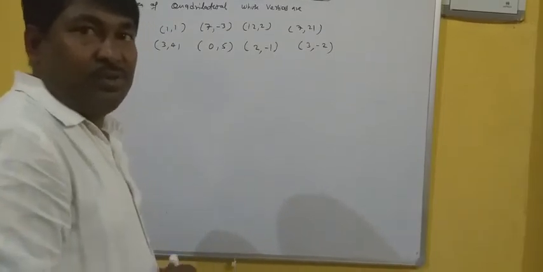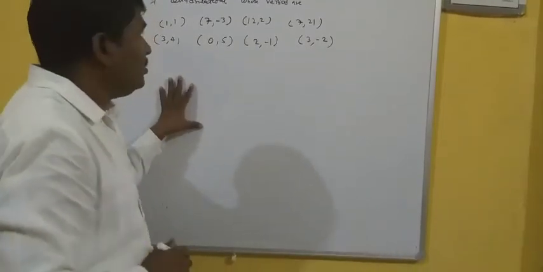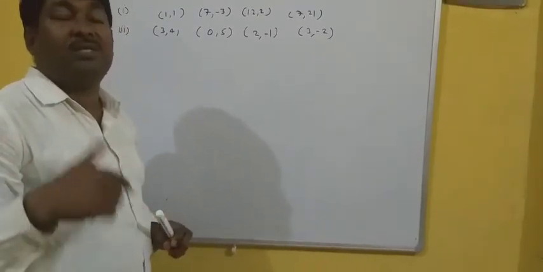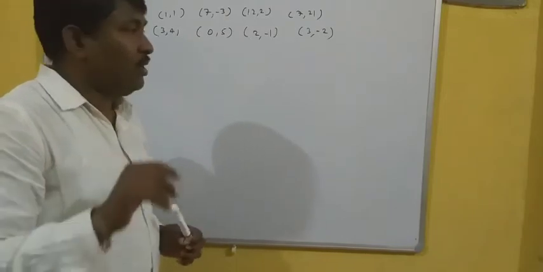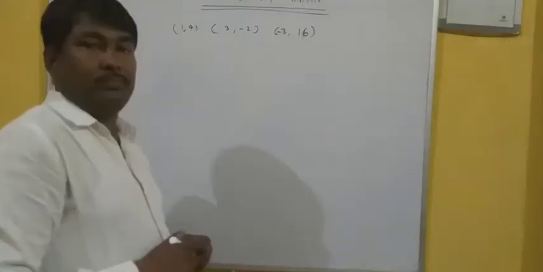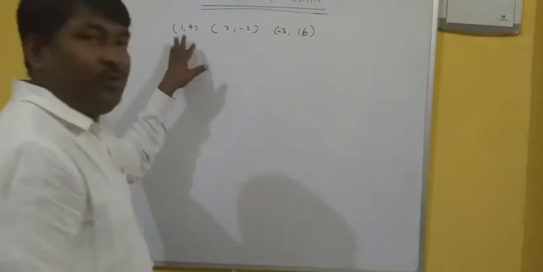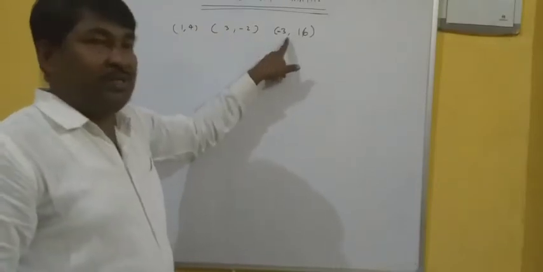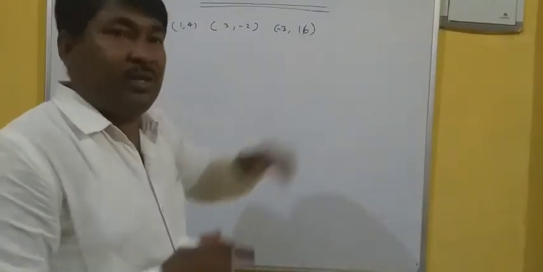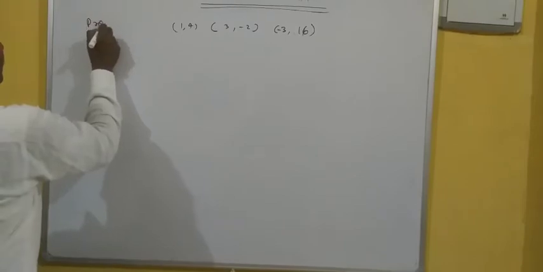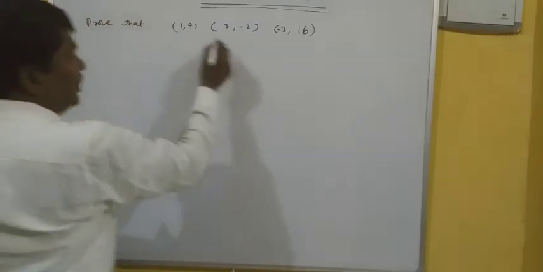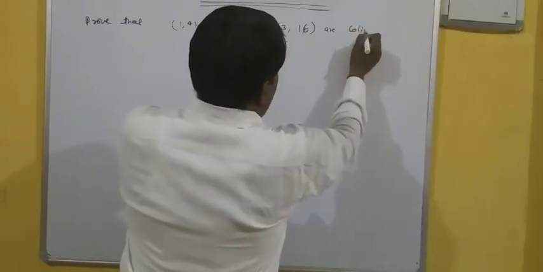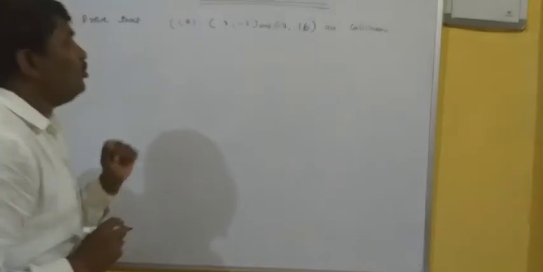Now I am going to explain a numerical based on collinearity. Means if 3 points are given, then how to calculate whether these 3 points are collinear. Okay, let's see. So my dear students, if you have to prove that these 3 points 1 comma 4, 3 comma minus 2, minus 3 comma 16 are collinear, then how will you prove?